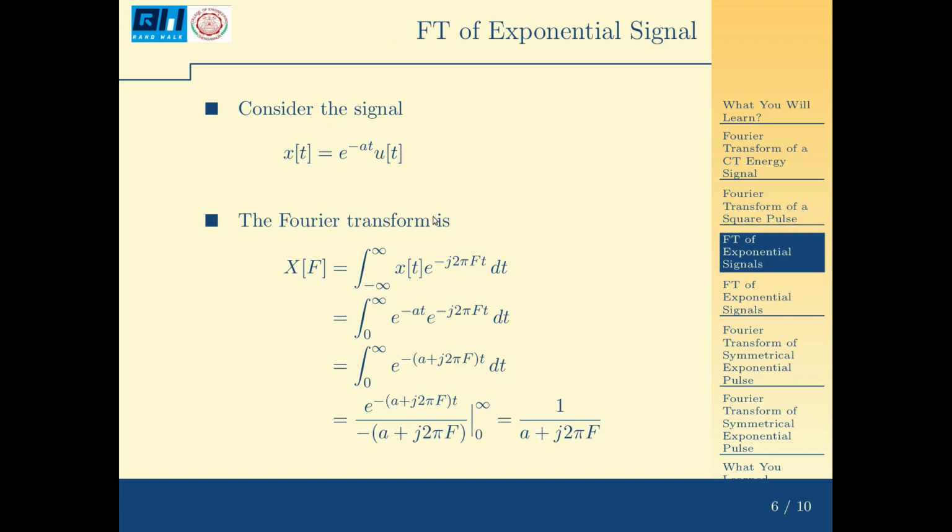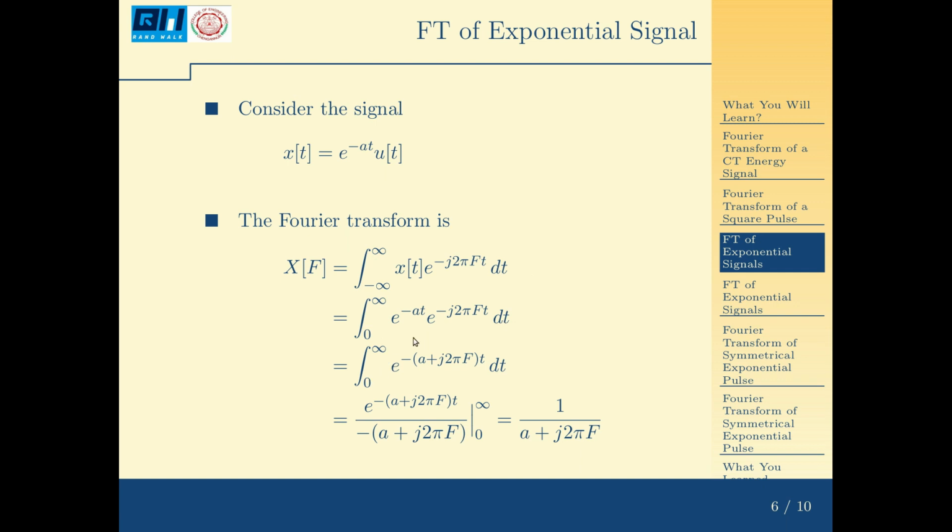Now let us consider an exponentially decaying signal. This is x(t) is e raised to minus at u(t). This is an exponentially decaying energy signal. So the Fourier transform will be X(f) is the integral from minus infinity to infinity of x(t) e raised to minus j 2 pi f t dt. Due to the presence of this u(t), the integral modifies to 0 to infinity e raised to minus at e raised to minus j 2 pi f t dt.